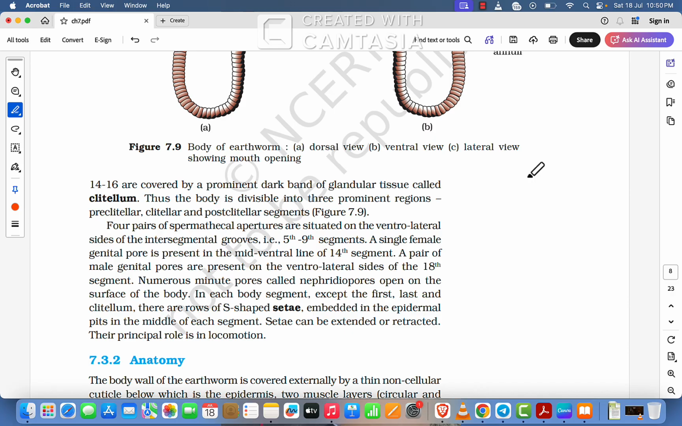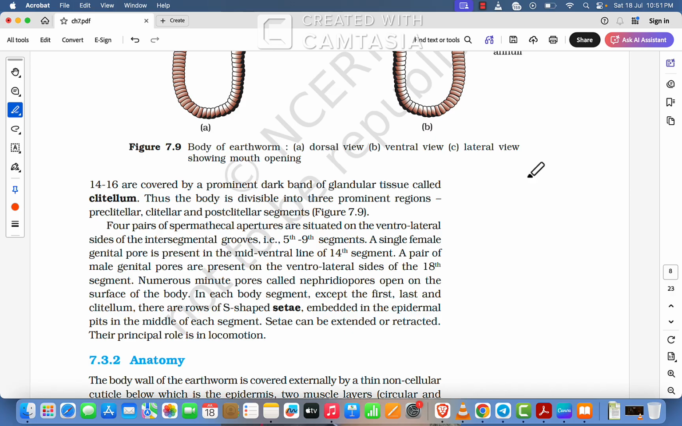Four pairs of spermathecal apertures are situated on the dorsolateral side of the intersegmental grooves, that is, in segments 5 to 9. A single female genital pore is present in the mid-ventral line of the 14th segment. A pair of male genital pores are present on the ventrolateral sides of the 18th segment.